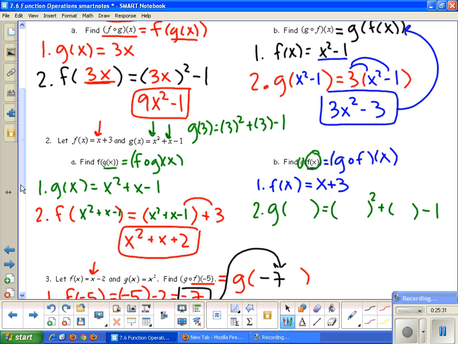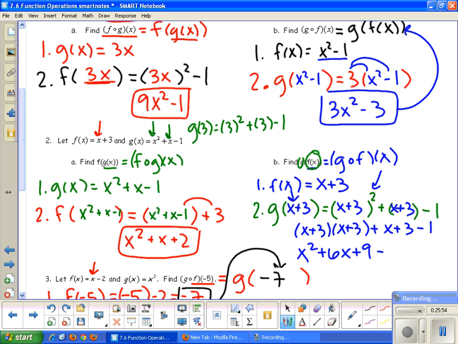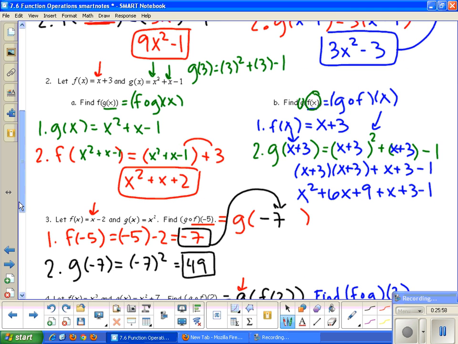What goes into the parentheses? We're plugging in the entire function of f of x right here. So x plus 3, x plus 3. Here we have a binomial squared, so we have to FOIL that. So x plus 3 times x plus 3 plus x plus 3. I can just drop the parentheses, minus 1. When I FOIL this, I get x squared plus 6x plus 9. And then combine like terms.